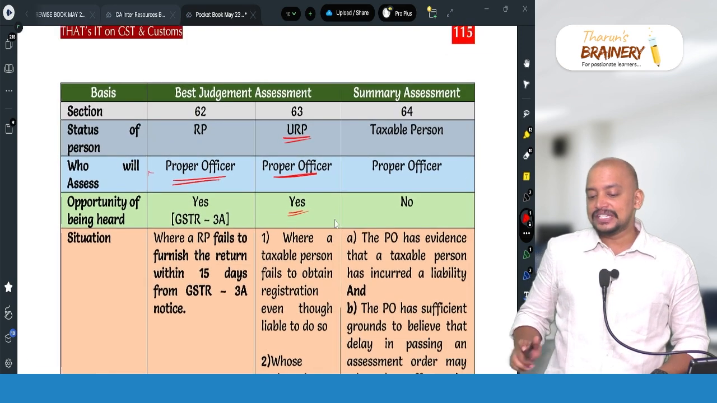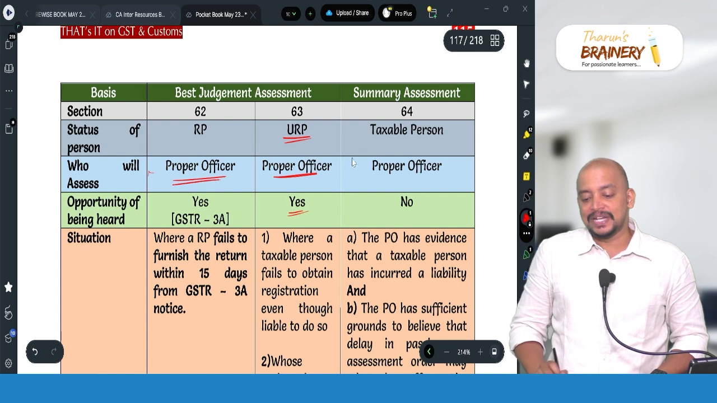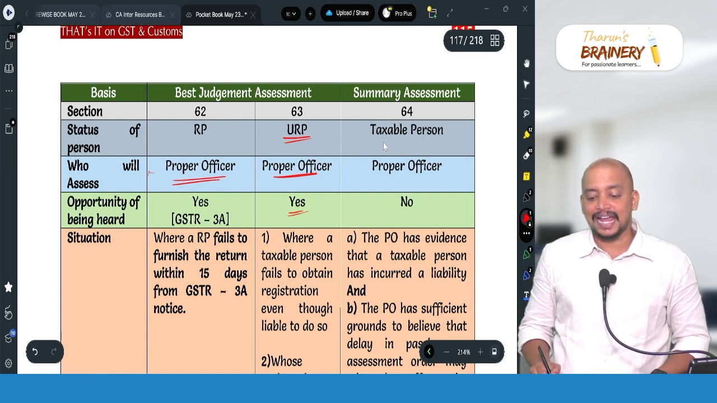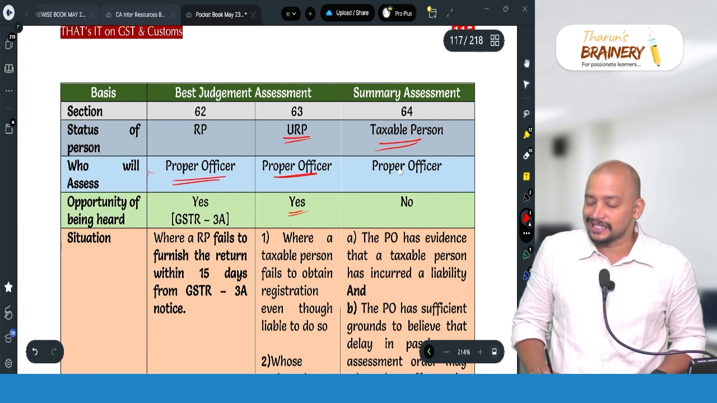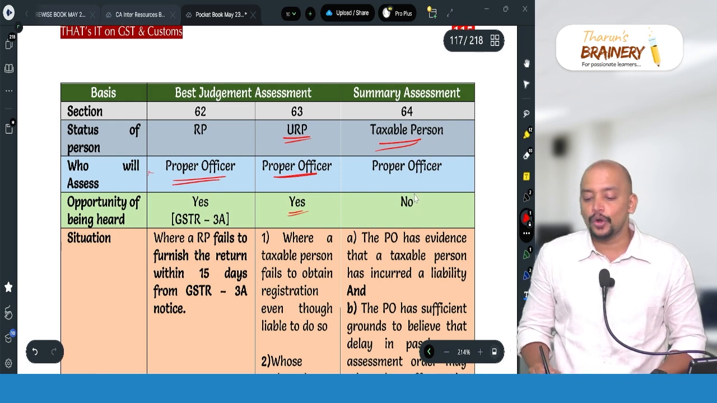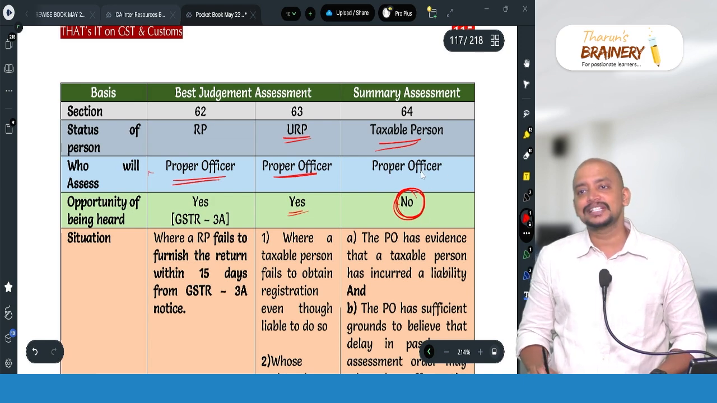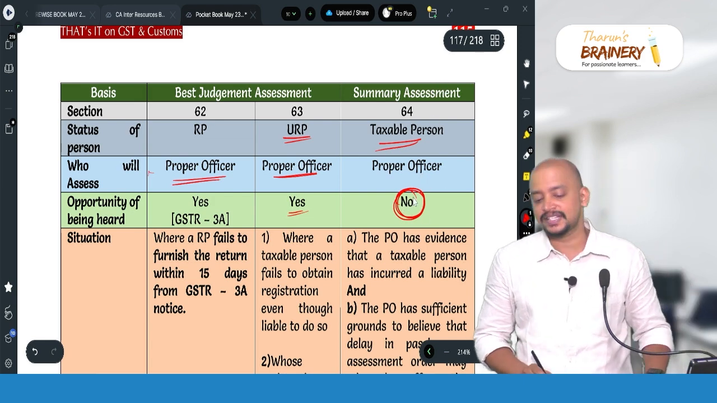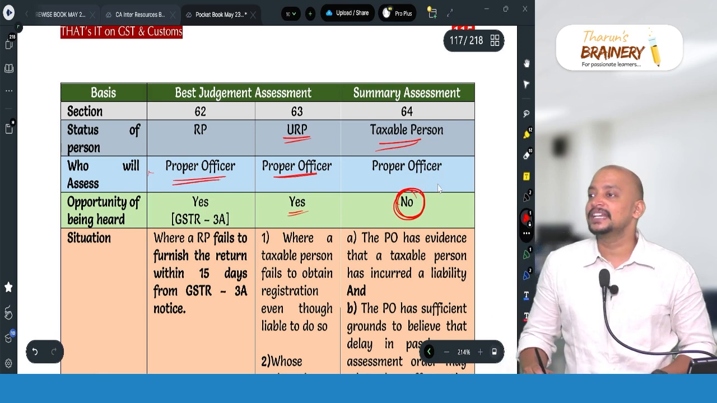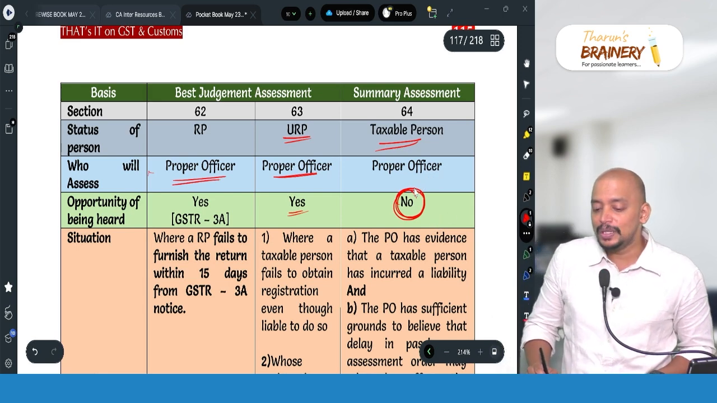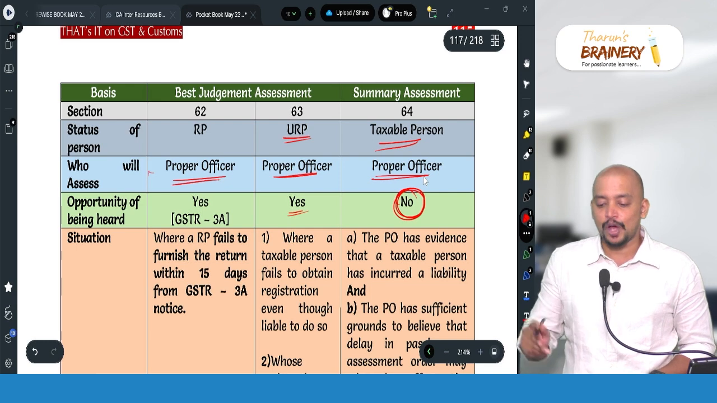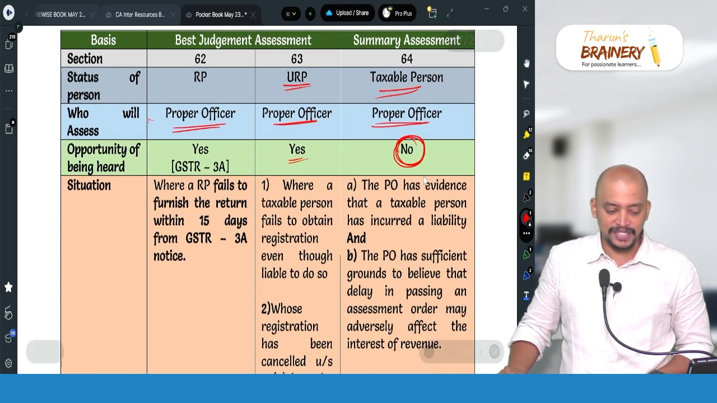So section 64, summary assessment. Summary assessment is on the taxable person. When will this summary assessment be conducted? In summary assessment, there is no notice. It is the only assessment in the entire GST where, without notice, the assessment order will be passed. That is summary assessment. The summary assessment is like income escaping assessment. And who will be doing this summary assessment? The proper officer will be doing it.